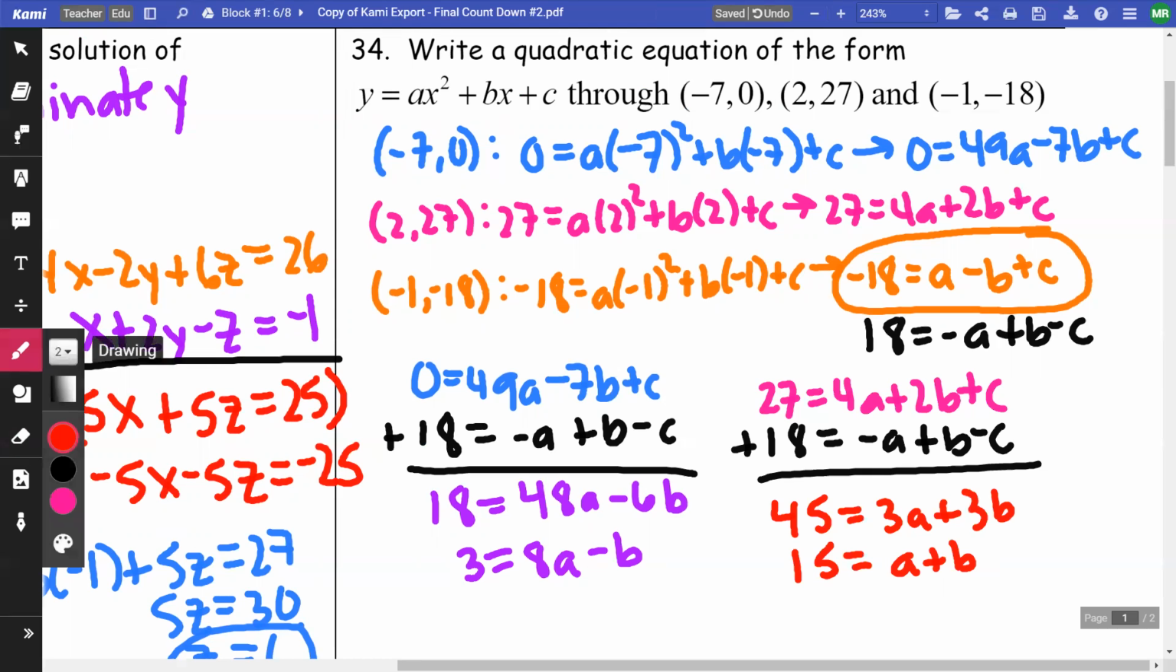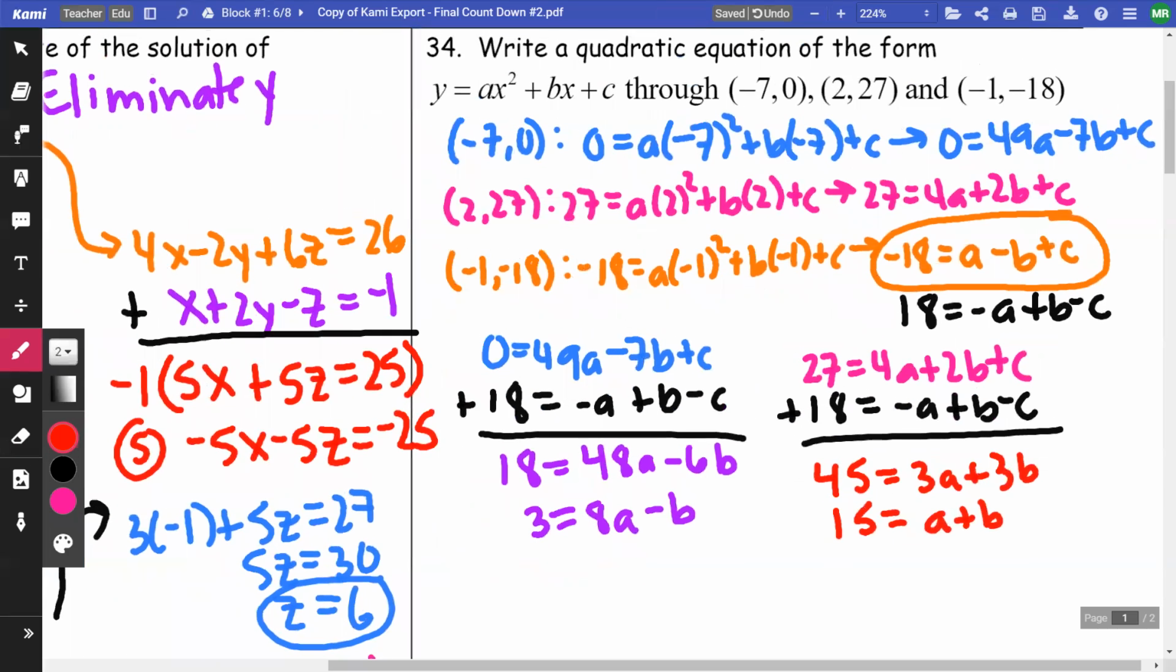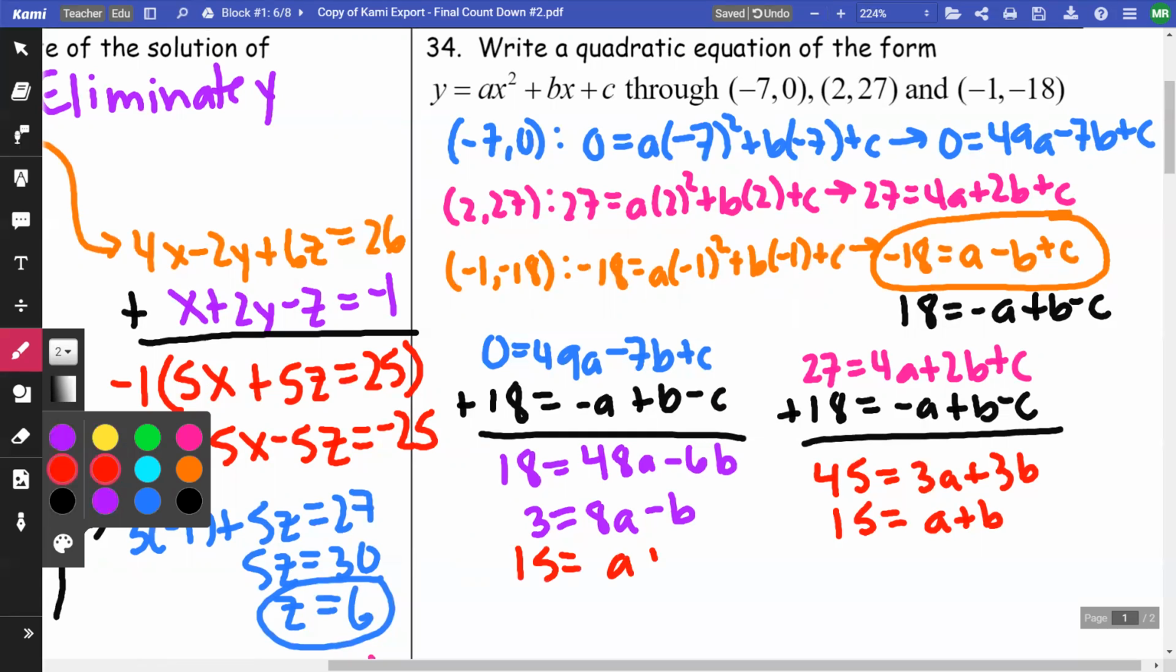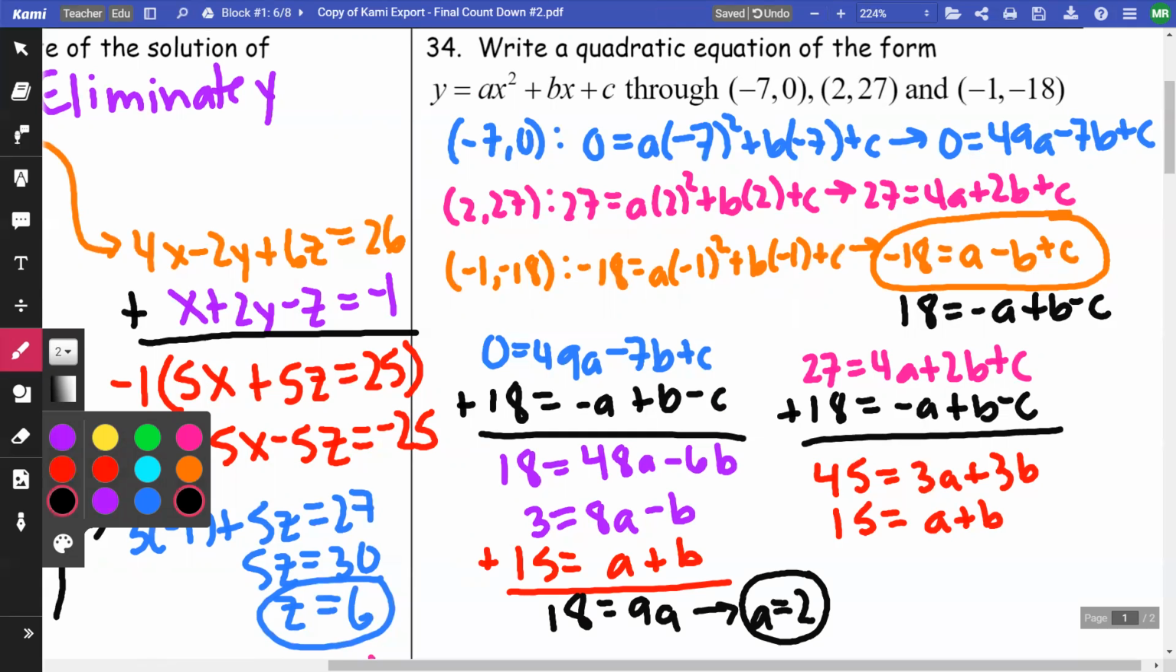Okay. So I'm going to solve this system. I am just going to write my red one underneath this, so it's 15 is equal to a plus b. And I'm going to get 18 is equal to 9a, which means a is equal to 2. So I got my a. Still need to find my b. I'm going to put it into this red one here. So I'm going to get 15 is equal to 2 plus b, so my b is going to be 13.